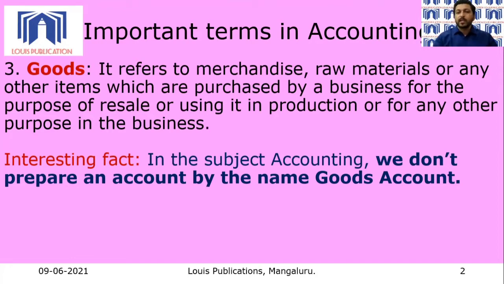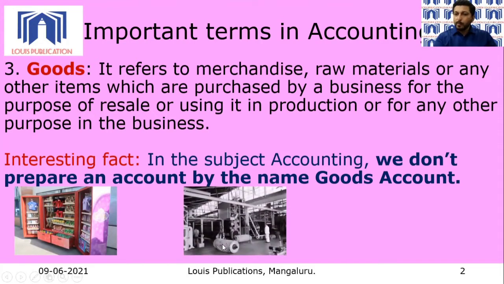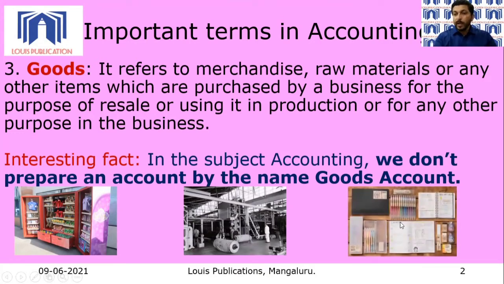Now, a very interesting fact about goods. In our subject, accounts, we don't prepare an account by the name goods account at all. So there is no question of preparing a goods account in the accounting books. If there is no goods account, then what do we do? Which accounts do we prepare? Let's understand that as well. Here we have merchandise, items which are ready for sale, or raw materials which will be converted in the factory into finished goods, or stationery materials which will be used in the office of the business: the files, the pens, the notepads, maybe a whiteboard where conference meetings can be held and some points can be discussed.